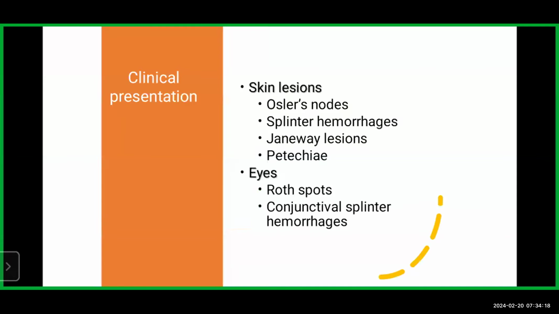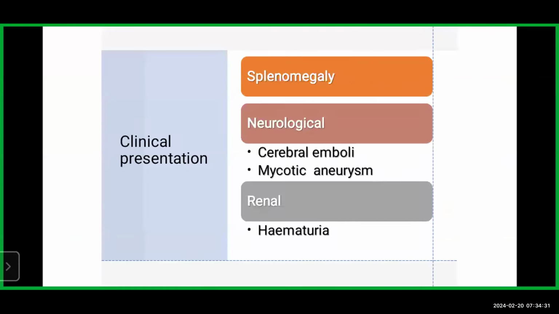Then other clinical presentations: they may have Osler nodes, splinter hemorrhages. These are immunologic phenomena. They may have Janeway lesions and also petechiae. In the eyes, they may have Roth spots and conjunctival splinter hemorrhage. They may also have complications depending on where the emboli go: splenomegaly. Neurological complications include cerebral embolism, mycotic aneurysm. They may also have hematuria.